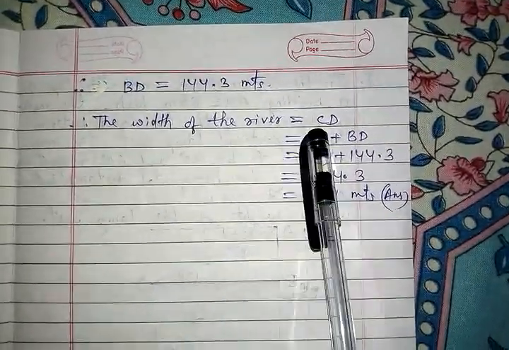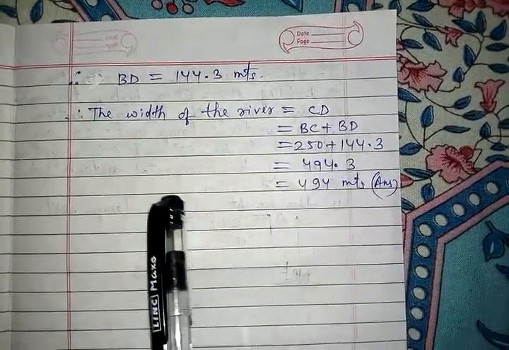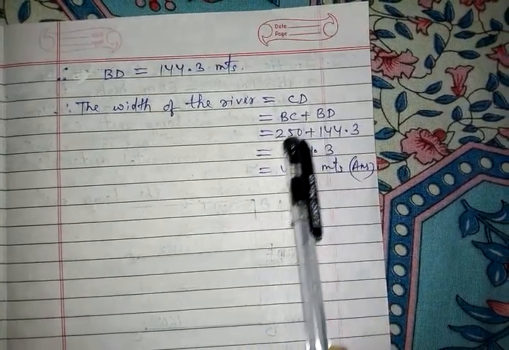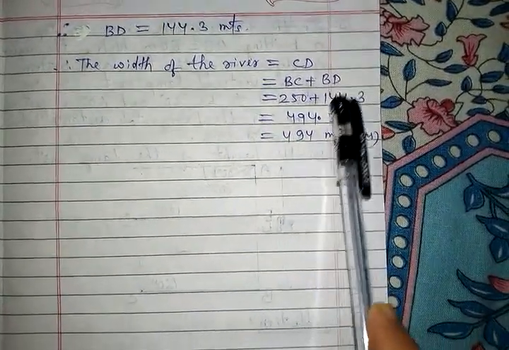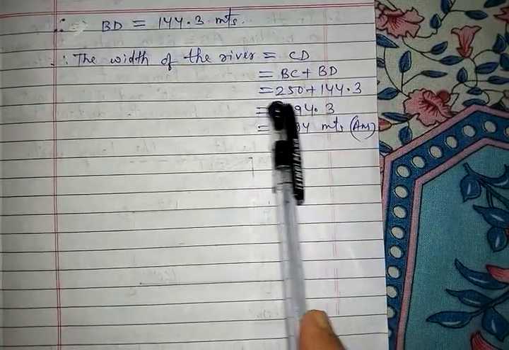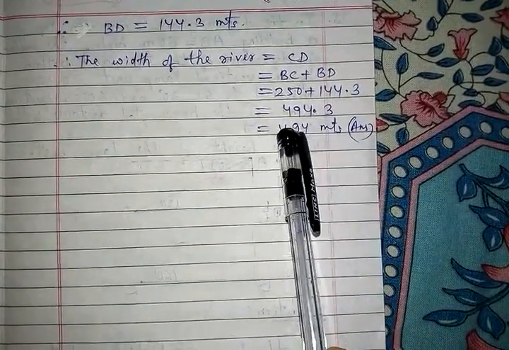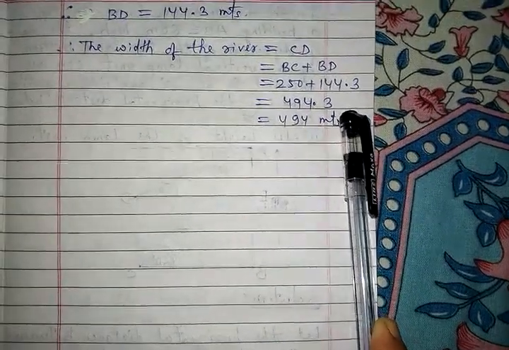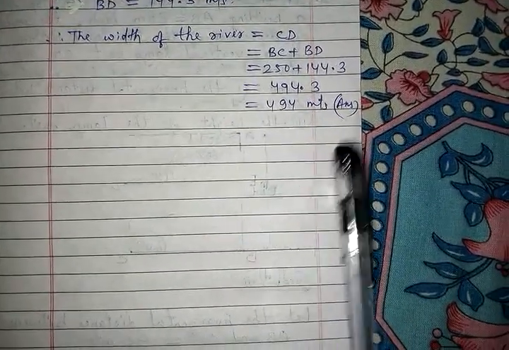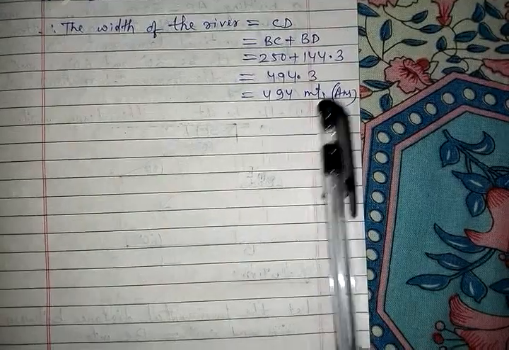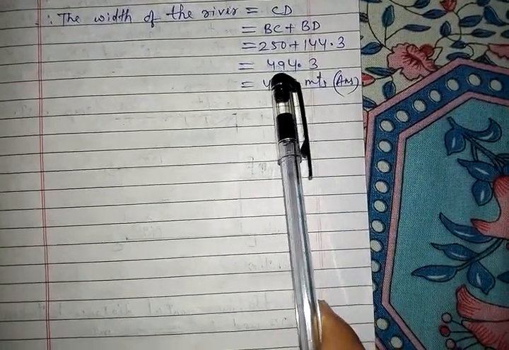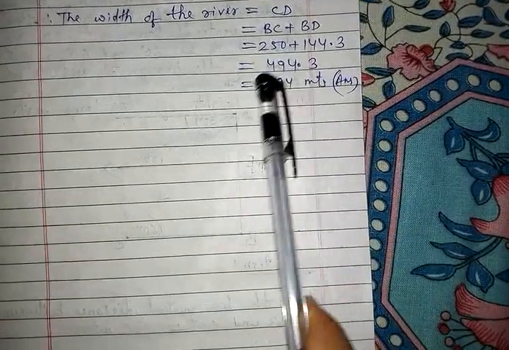The width of the river is CD, and you all know CD comes by adding BC plus BD. BC we already know is 250, plus just now BD is 144.3. If we add both these numbers, we get 494.3. But according to the demand of the question, the answer should be in the nearest whole number. Decimal will not work. So because of 0.3, our answer will be 494.